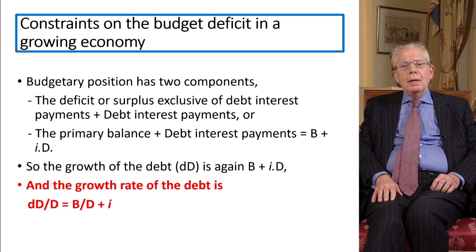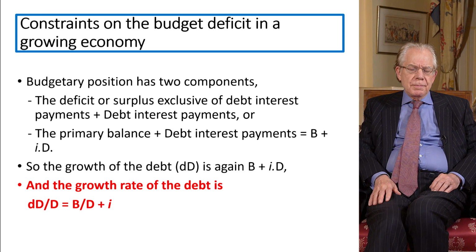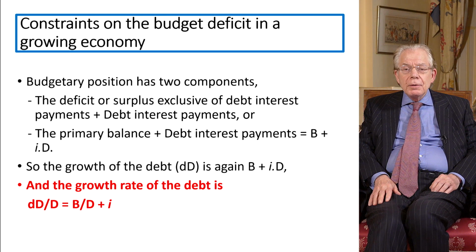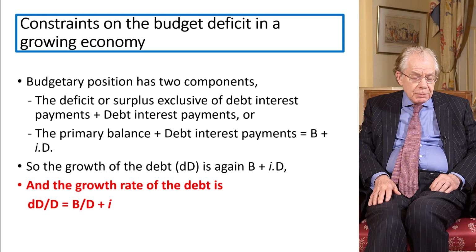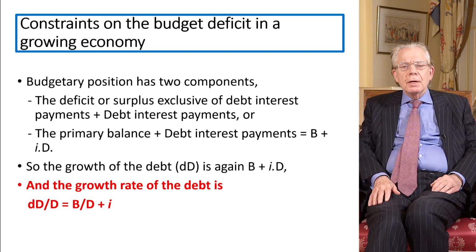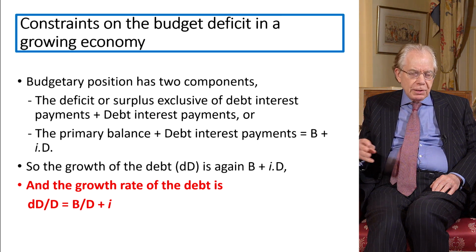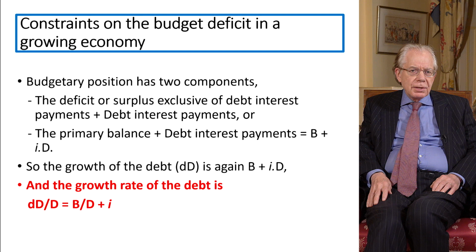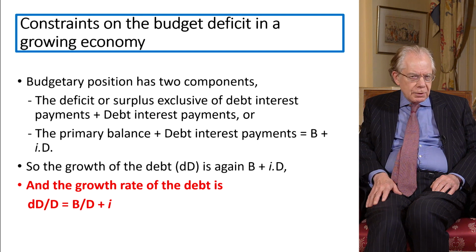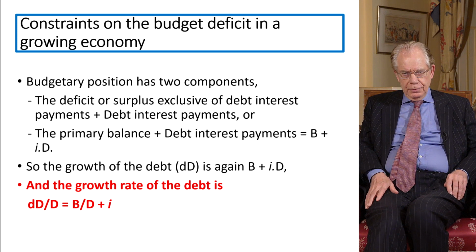Plus what you might call the primary balance, which is the level of the deficit, possibly a surplus, where we deduct all spending except debt interest from taxation. If spending excluding debt interest exceeds taxation, there's a deficit, a primary deficit. So this is an expression for the budget deficit.